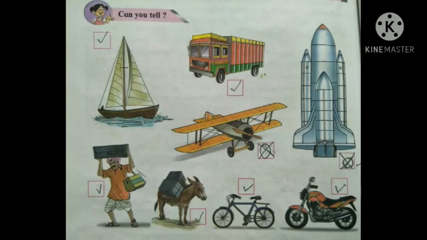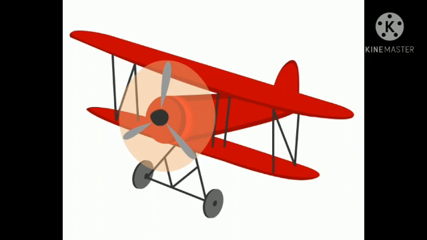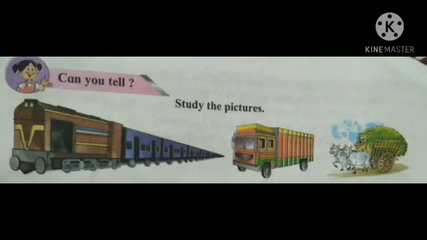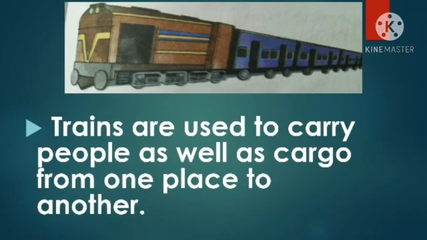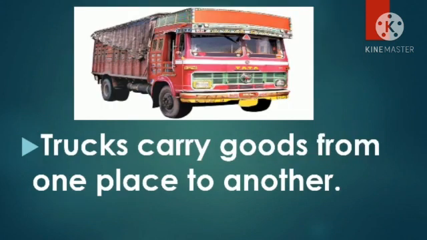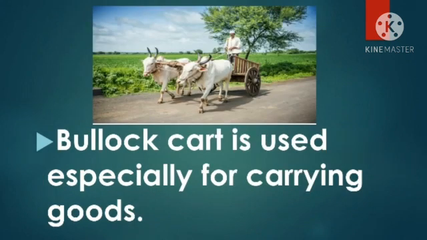Find the means of transport used to travel high above or away from earth. Yes, airplane and rockets. Study the given pictures. For what purpose do we use each of the above means of transport? Yes, trains are used to carry people as well as cargo from one place to another. Trucks carry goods from one place to another. Bullock cart is used especially for carrying goods.